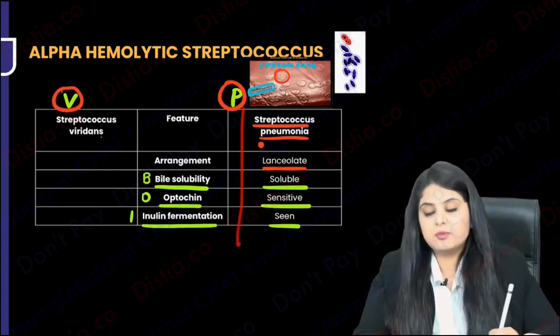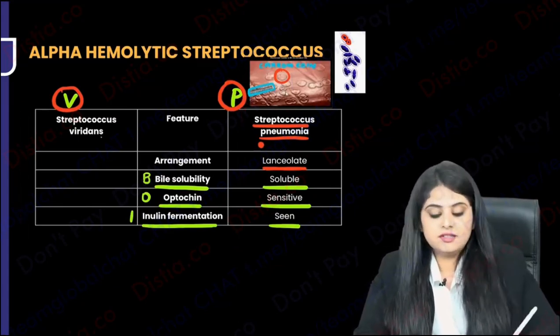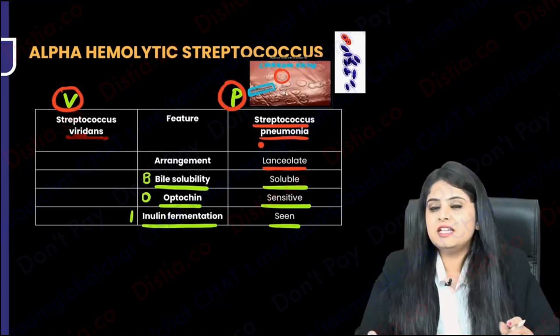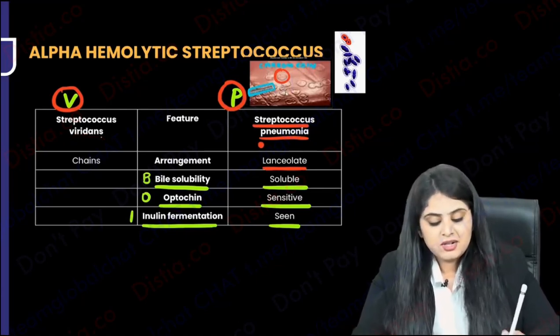That is the story of Streptococcus pneumoniae. I'll come to that in a while. What is the story of Streptococcus viridans? Viridans, poor thing, is very, very resistant. It said, I will not say yes, yes, yes to anything. So you will not get to play Carrom in your department. Now you will be standing in a line with everyone.